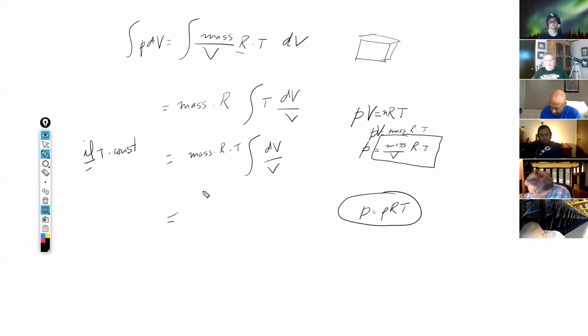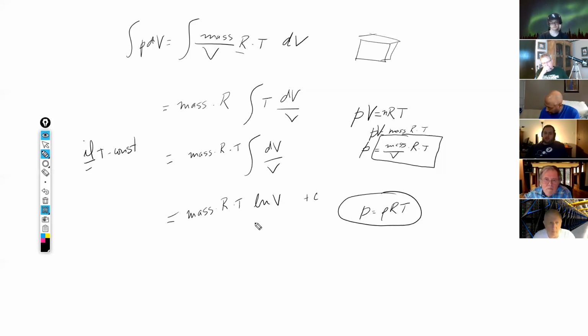Can I integrate this function? Yes. What does it equal? Natural log of V plus C. It's a constant, an integration constant. It's if T is constant. What did you say, James? That's if temperature is constant.